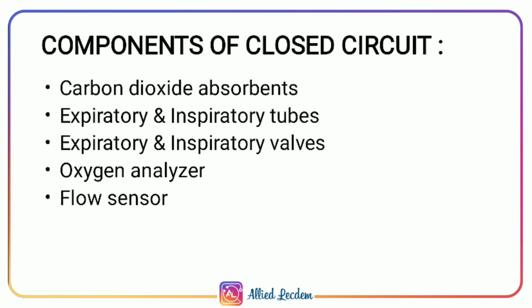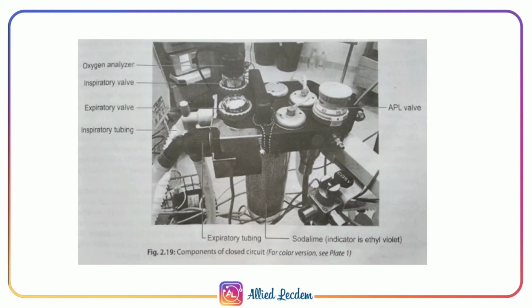Components of closed circuit. These components are also mentioned on the picture of the closed circuit that I just showed earlier. The first one is the carbon dioxide absorbent, then expiratory and inspiratory tubes, expiratory and inspiratory valves, oxygen analyzer, and flow sensor. In this picture, you can see the entire components of a closed circuit.